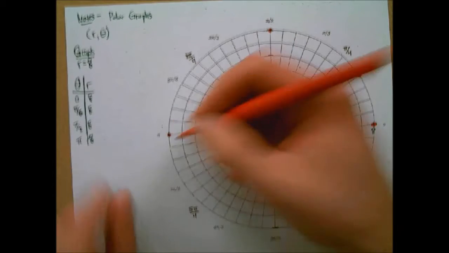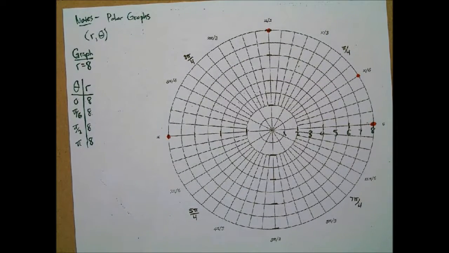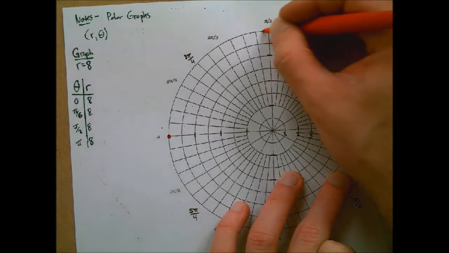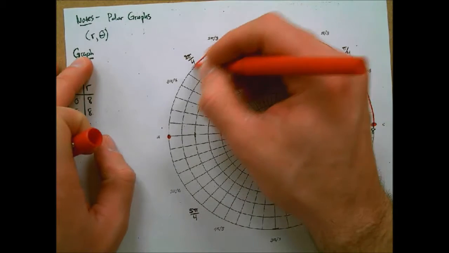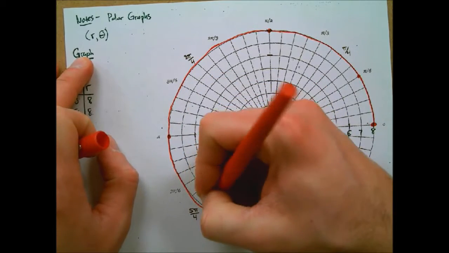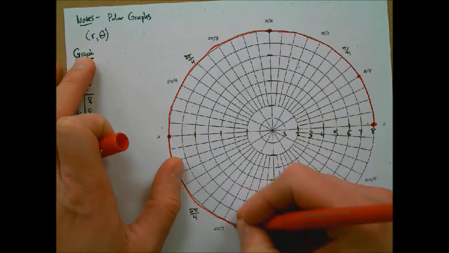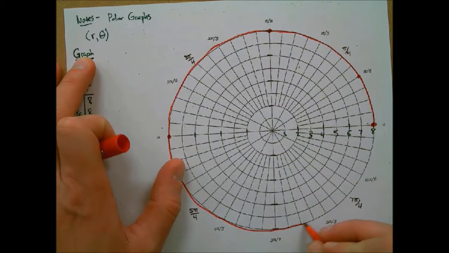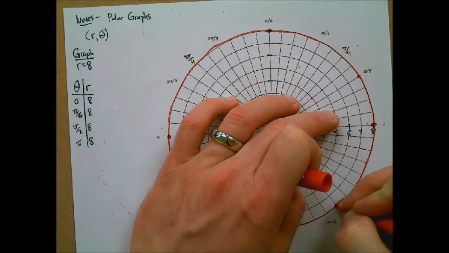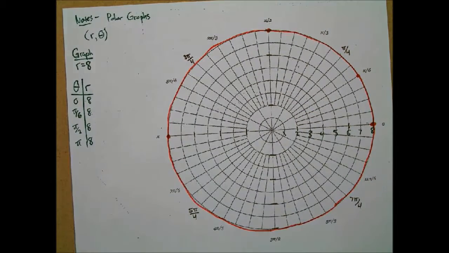In fact, no matter what we pick for theta, our r value will always be 8. So what kind of shape are we going to have here? It's a circle. That's right, a circle with a radius of 8. R equals 8. This is kind of like the horizontal line in rectangular coordinates, I guess you might think of it. So there's the graph. It's just the circle.